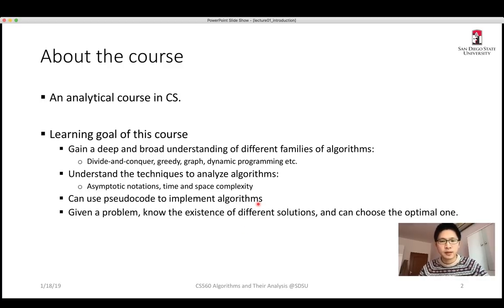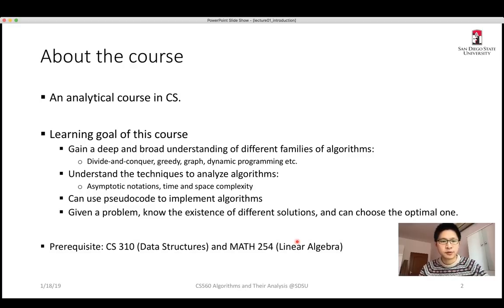And in this course, we emphasize a lot on know-how. By that I mean towards the end of the course, you should be given a problem in the real world. Then you should be able to know the existence of different solutions to those problems. And among those solutions, you can choose the optimal one, the best solution that uses the most efficient algorithms.